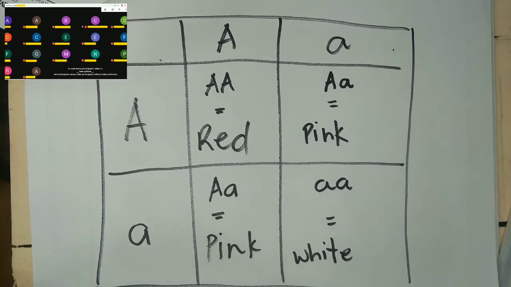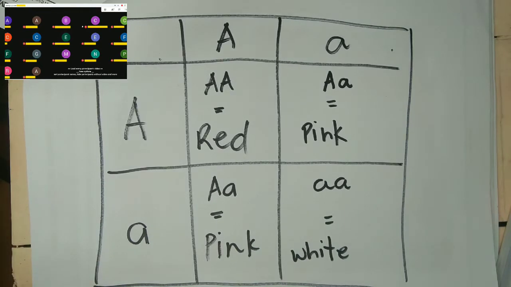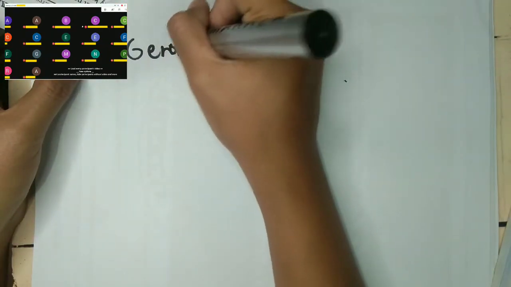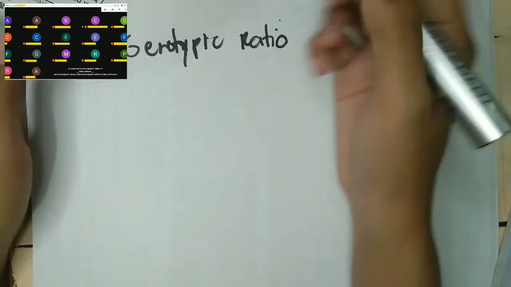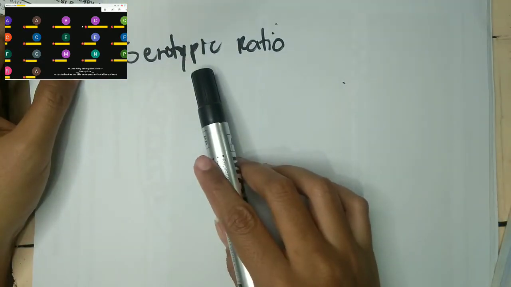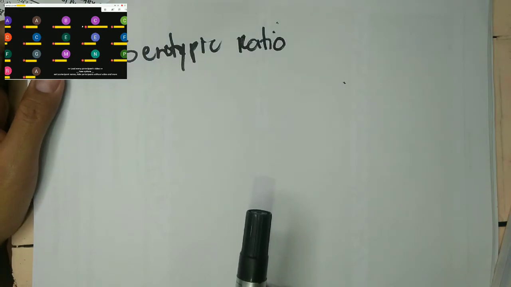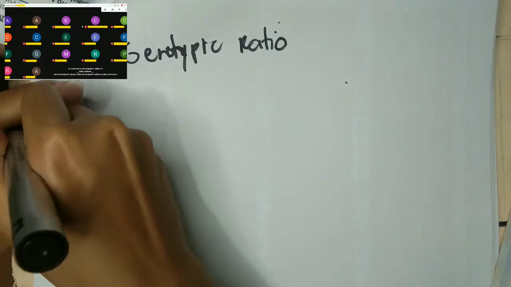Okay. So, in order for us to determine the genotypic ratio, we have to input all the results. Okay? Okay, for genotypic ratio. We have to determine its ratio, of course.